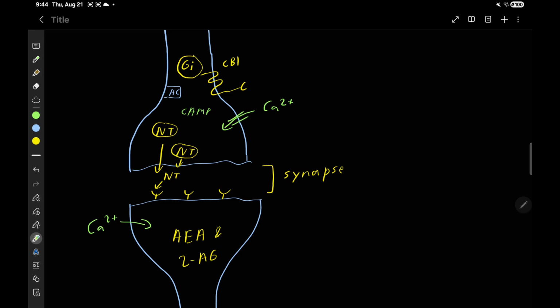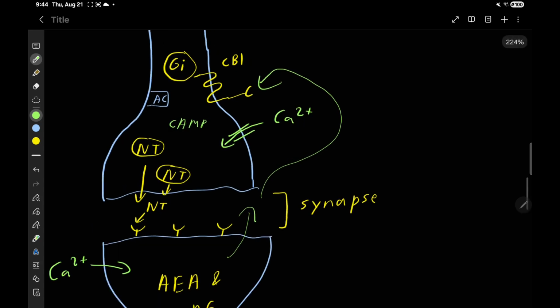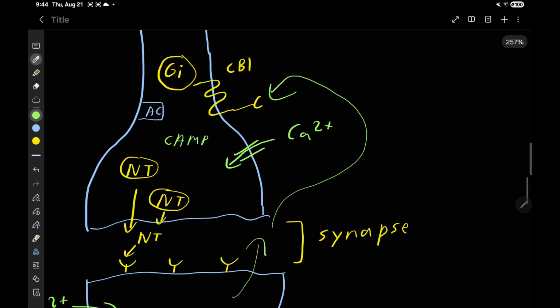Now on your presynaptic neuron are CB1 receptors, which are a type of GPCR. Now I really recommend watching my old videos on GPCRs and Gi proteins and how they impact adenylyl cyclase and cAMP production. Be sure to check out these videos, I'll link them in the description below, and they'll really help you understand this next component. So your endocannabinoids, AEA and 2-AG, they exit out into your synapse, and they go up to your presynaptic neuron and they bind to your CB1 GPCRs.